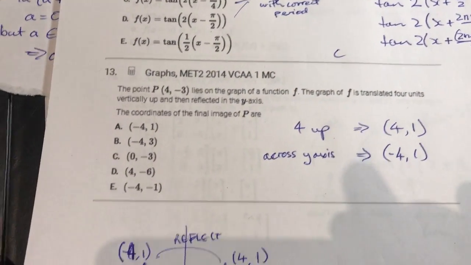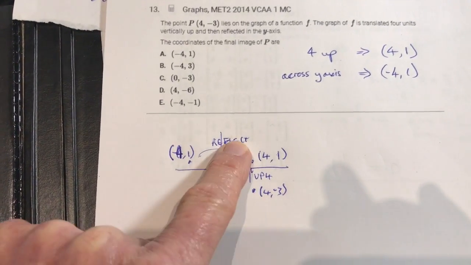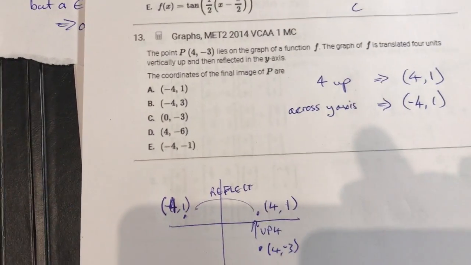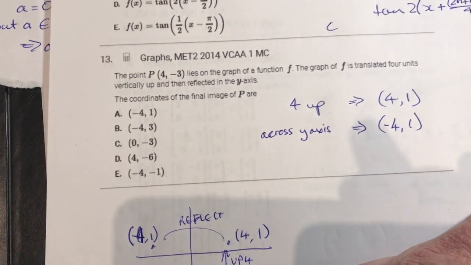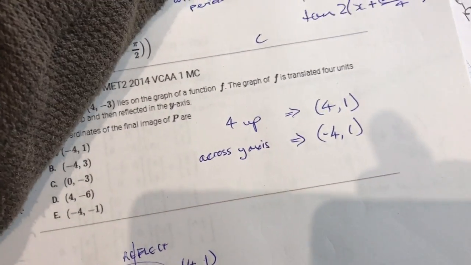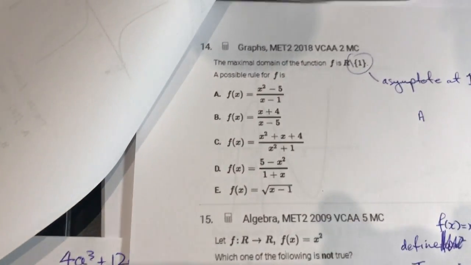Question 13. Probably the easiest way is to just do it on a graph. You've got your graph down here, it shifts up 4 and then reflects across. It's negative 4, 1. I think the solutions have a more complicated version of that. But don't forget, there are often easy ways to do them.